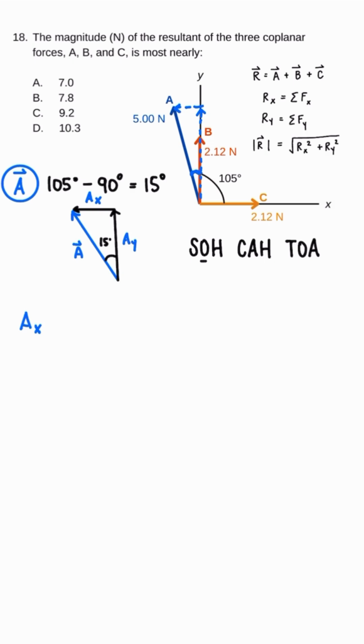We know the x component is going to be the sine of 15 degrees times the magnitude of the force, which is 5. So that's going to give us 1.29 newtons. And we also need to specify if this is a positive or negative value by establishing our coordinate system. If we're going to the right of the origin, it's going to be positive. If we're going to the left of the origin, it's going to be negative.